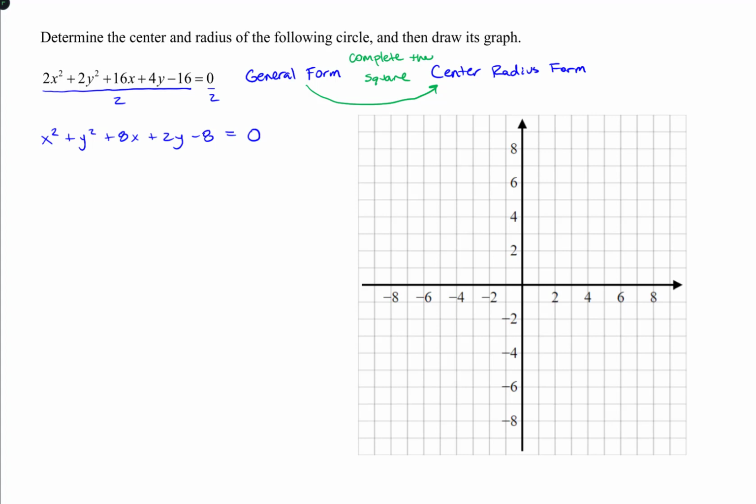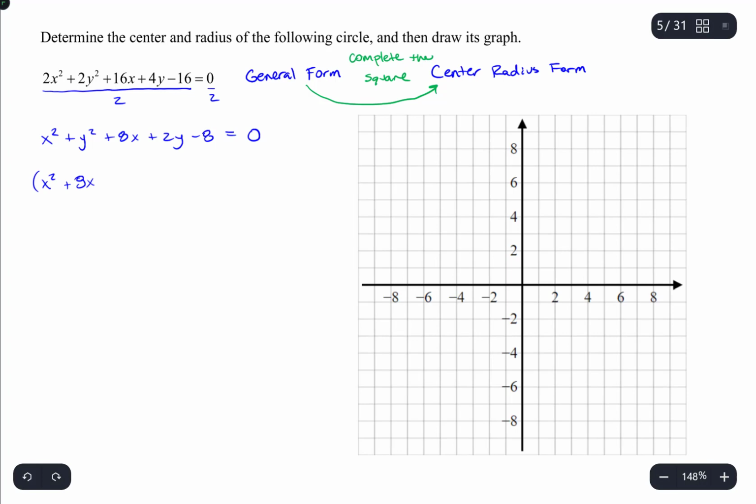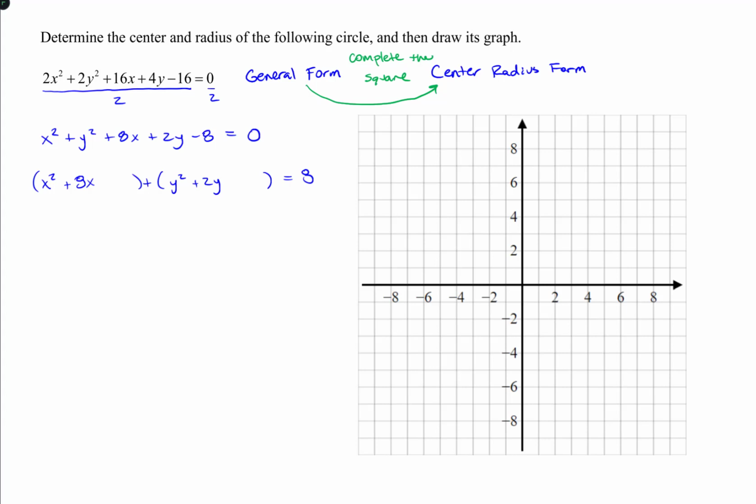Okay, so next up, I need to group together terms that have x's, terms that have y's, and just get those separate from one another and move my constant to the other side. That's eventually going to work into my radius. It's not the radius right now, but it'll become the radius eventually.